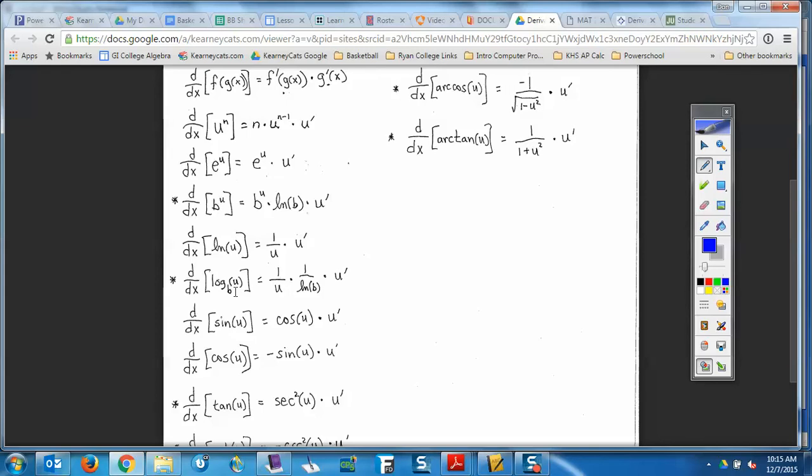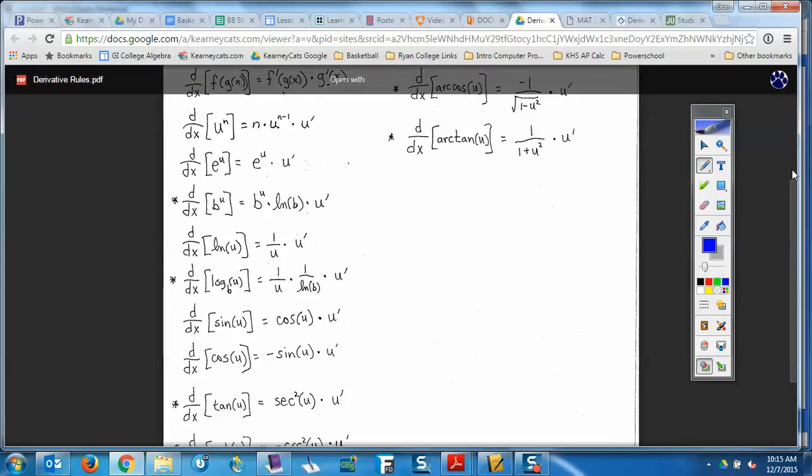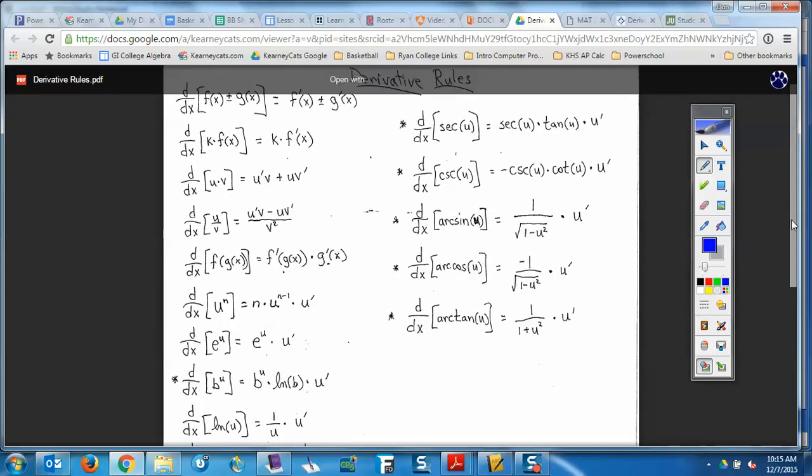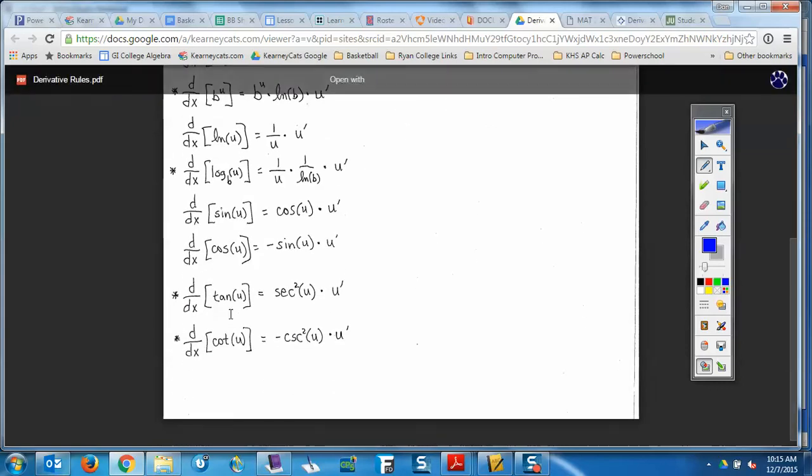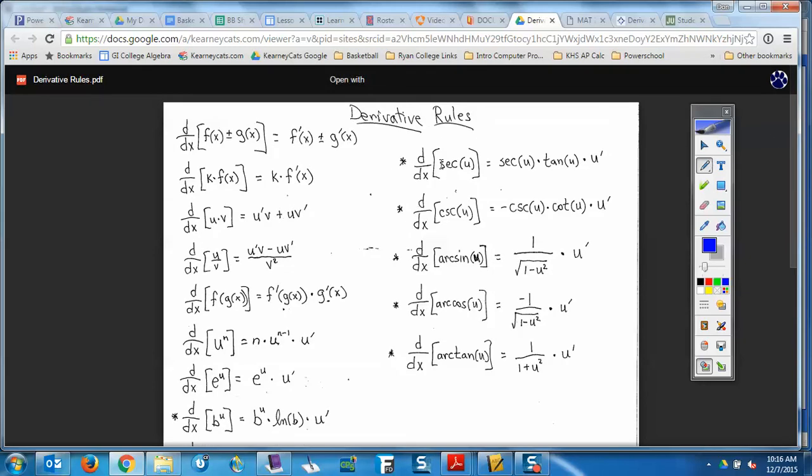So you got this rule, you got the log rule, and then sine, cosine, of course, we're so used to, but maybe we forget about tangent is secant squared, or cotangent, or the ones up here, secant, cosecant. We don't run into those that often, but you are responsible for them. And then the arc sine, cosine, and tangent rules as well. Okay? So those are the ones that will be on there that you do need to know.